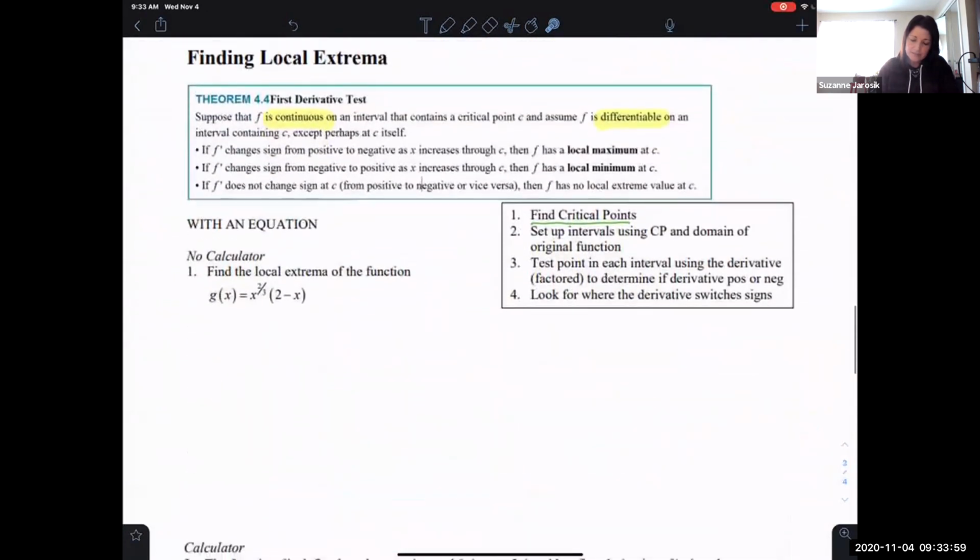All right, so let's try one of these problems. We start like we do with everything else: we're going to find critical points. When I look at g of x, I think to myself, okay, I could use product rule, but I could also distribute, which I'm going to do because I think distributing will make this easier. And this is 2/3 plus 3/3, so that's 5/3.